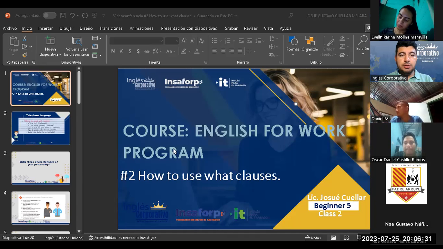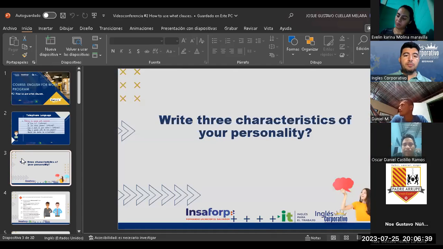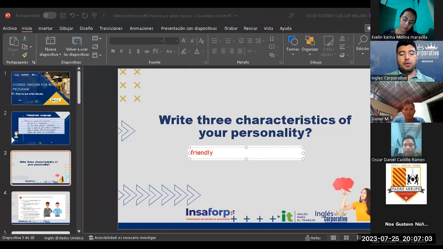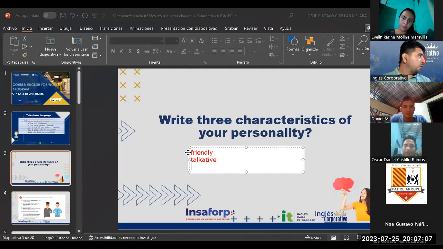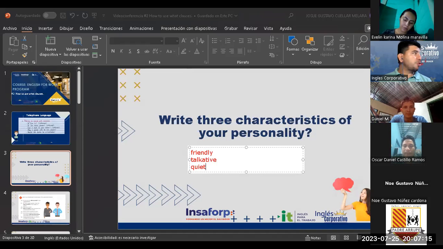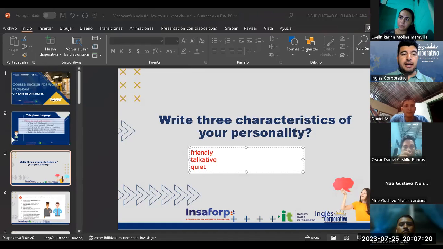We're going to work tonight with how to use what clauses. Before we start with the class, here I have the first activity: write three characteristics of your personality. I mean the way you are, your personality. For example, you can write if you're friendly, if you are talkative, or if you are quiet. Remember, try to use adjectives related to personality. I need you to write three, and we're going to do it on the chat, okay?